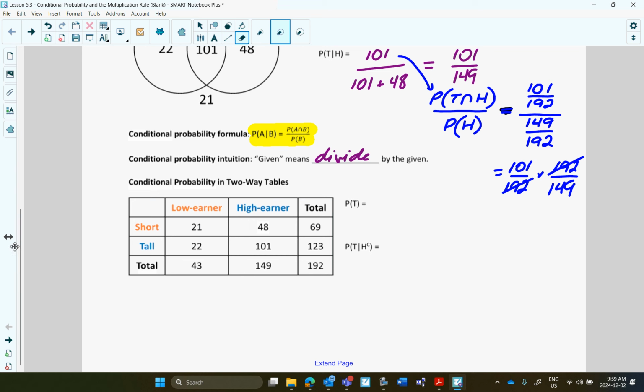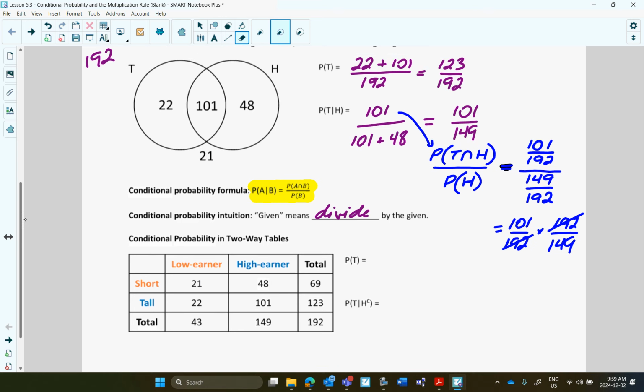Same numbers, but expressed in a table now. Okay. So it's still the same as this. So the probability of a tall doesn't change, because if you think of tall, we've got 22 here, 101 here, so we've got 123 tall out of 192. Same as there. Okay, we calculate it the same way. We get 123.